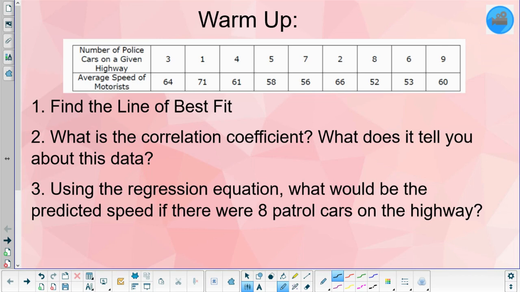This is lesson 4.1, solving systems of equations by graphing. To start off, let's start with a line of best fit problem. Go ahead and pause your video and see if you can find the line of best fit for the given data and answer the questions.